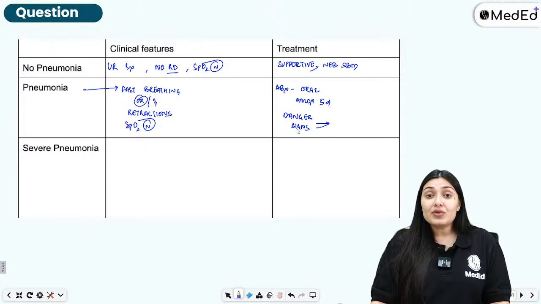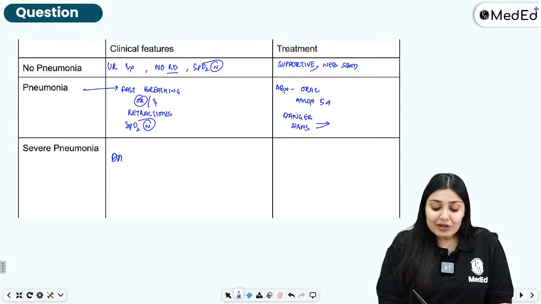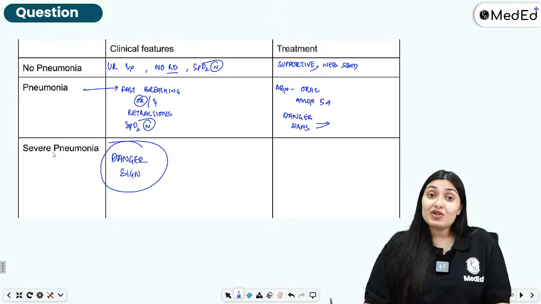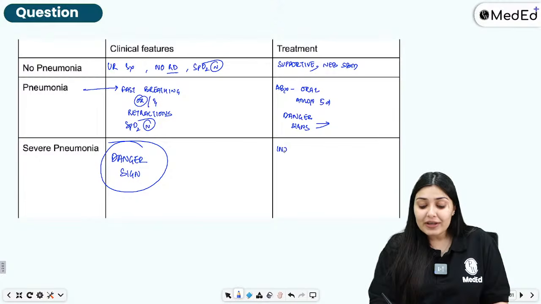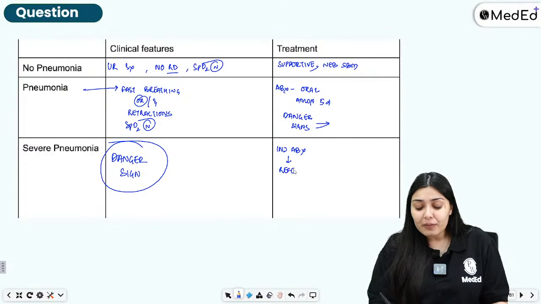Lastly comes your severe pneumonia. Whenever there is danger sign, then we label this child as severe pneumonia. In severe pneumonia, you have to give injectable antibiotic and refer the child to the higher center for management. Refer to higher center for management.